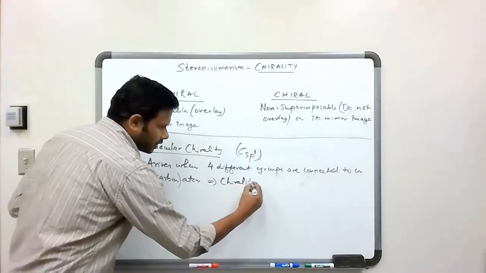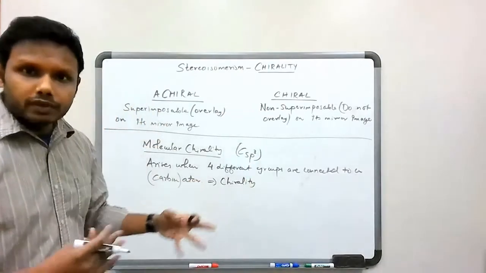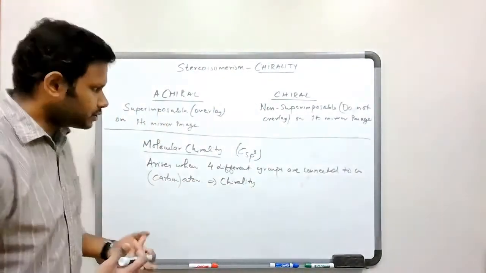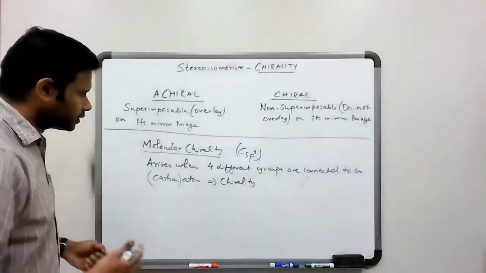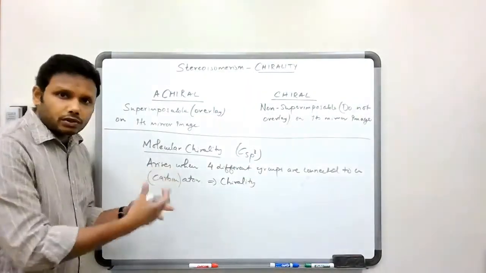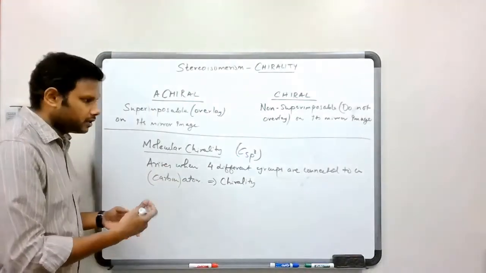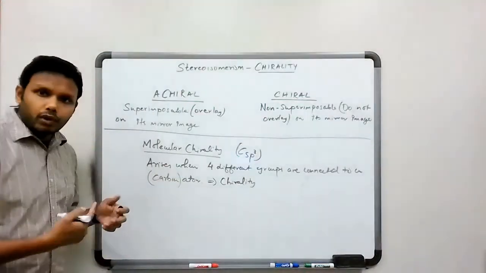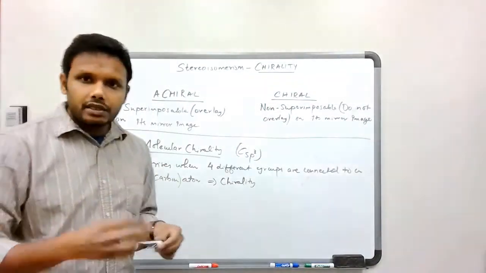This will give us chirality, although not always true. Again, we'll look at some exceptions where it is not entirely true: the presence of such a carbon does not guarantee chirality, because there are molecules which contain chiral centers.